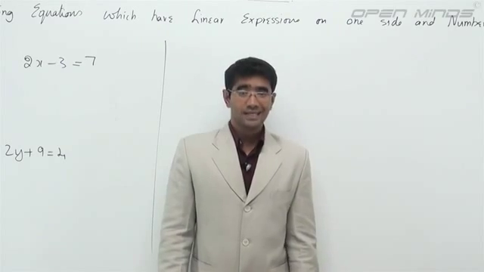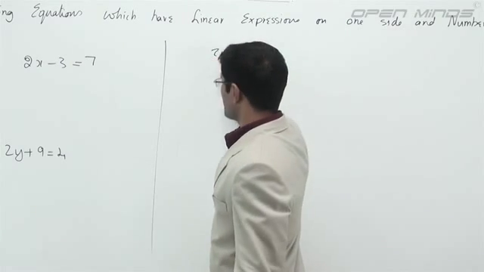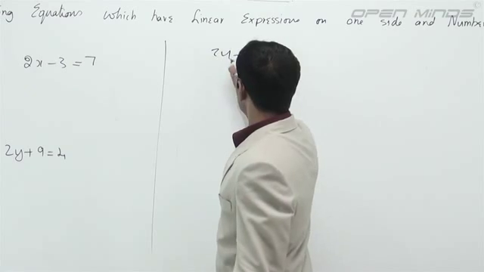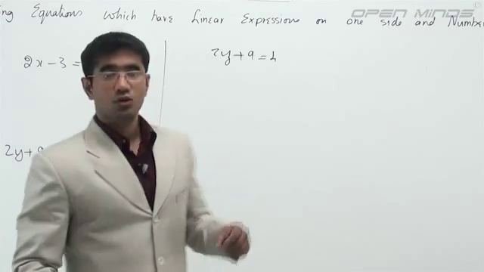Alright, let's work with the second problem here. It says 2y plus 9 is equal to 4. Now the variable is y. I hope you try this before looking at the video.